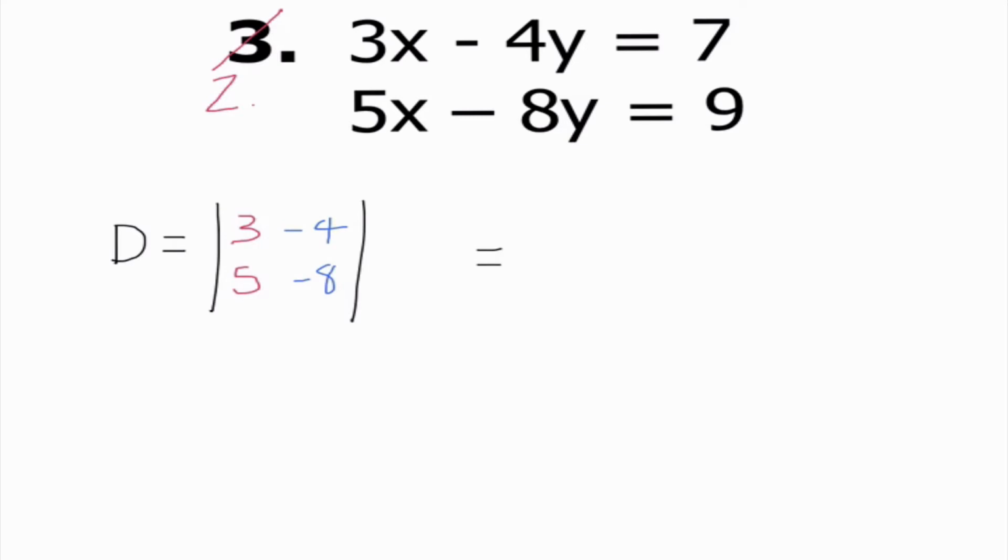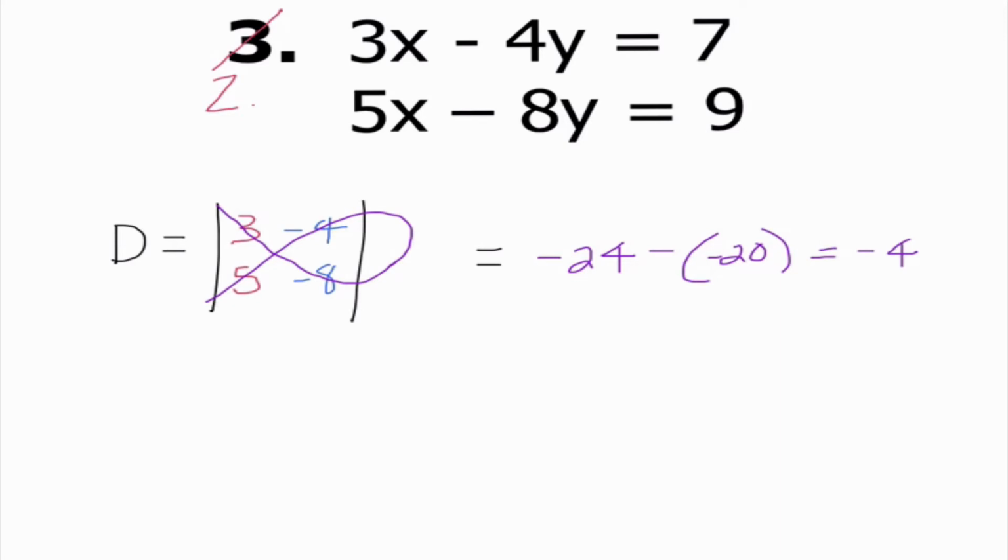But as I go through this, just a reminder, I always start in my top left-hand corner. 3 times negative 8 is negative 24. Mr. Determifish says, subtract, baby. Negative 4 times 5 is negative 20. I know negative 24 plus 20 is negative 4.